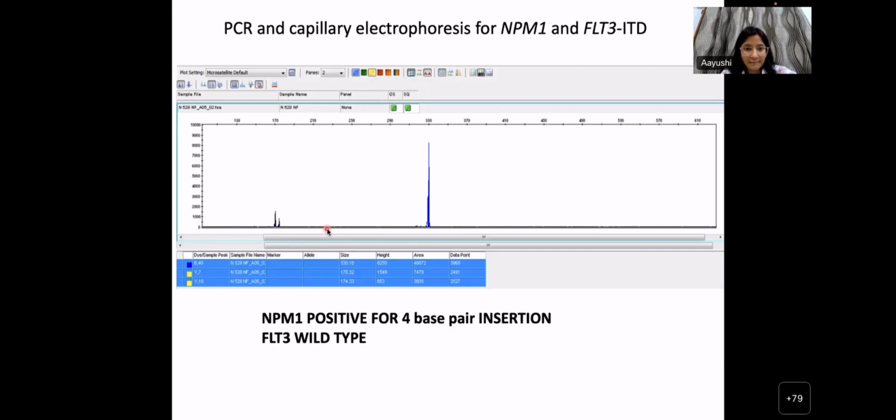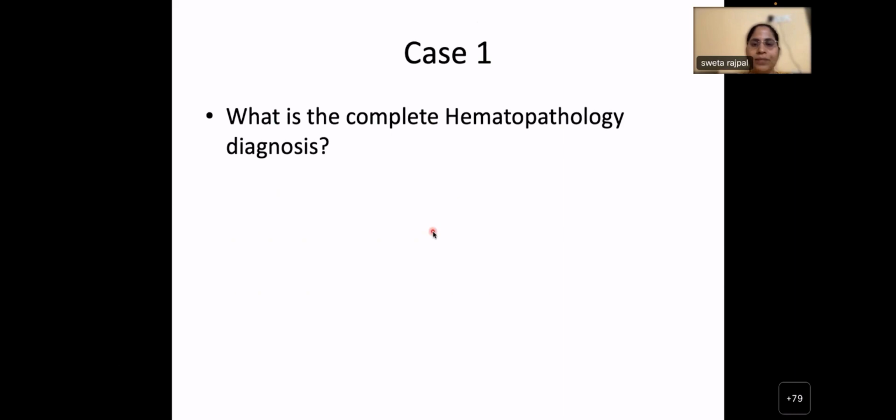Okay, so in fragment length analysis, we are seeing two peaks here, which is indicating a four base pair insertion. We can see two peaks, one is 170 base pair, another one is 174 base pair for NPM1, while for FLT3, we are seeing only one peak, that is the wild type peak. So as correctly pointed out, this is an NPM1 mutated case.